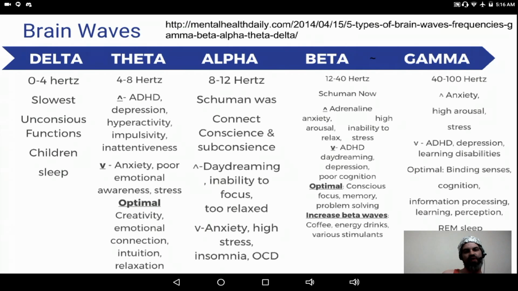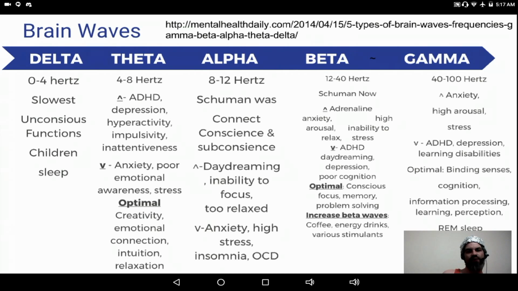So then you have the theta, 4 to 8 hertz of activity. The higher theta would be, the side effects would be ADHD, depression, hyperactivity, impulsivity, and inattentiveness. The lower theta waves would be anxiety, poor emotional awareness, and even stress. But when you have optimal theta waves, you get creativity, emotional connection, intuition, and even relaxation.